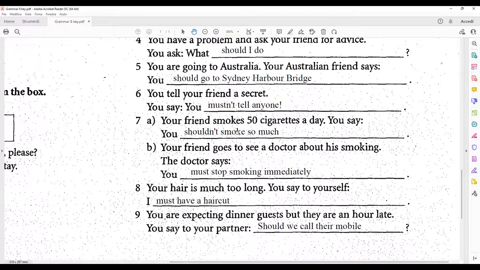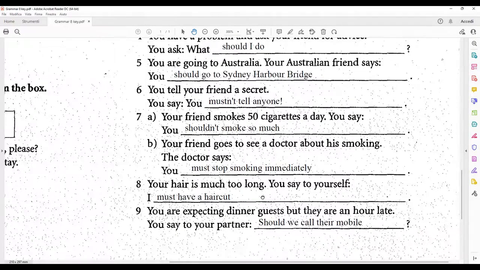So, do you understand the difference here? Your friend gives you his opinion, right? So, you shouldn't smoke. The doctor gives you an order. You must stop smoking immediately, okay?